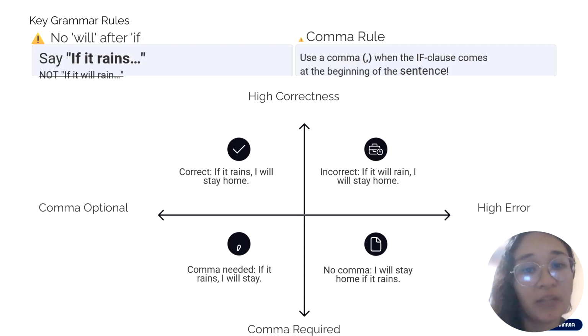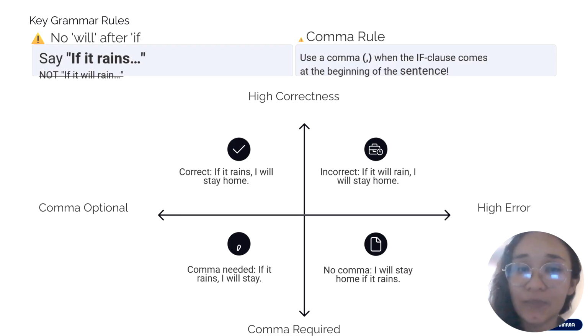So now let's look at the key rules for the conditional. As you can see on the slide, the formula is simple. You use if plus the present simple, followed by a comma, then the will clause, which is will plus a verb in the base form. For example, if you study hard, you will pass the exam.